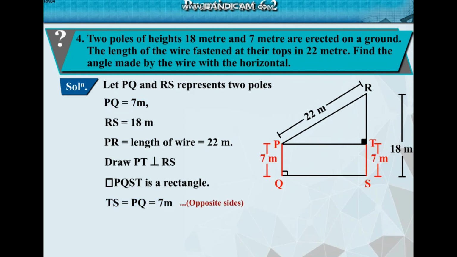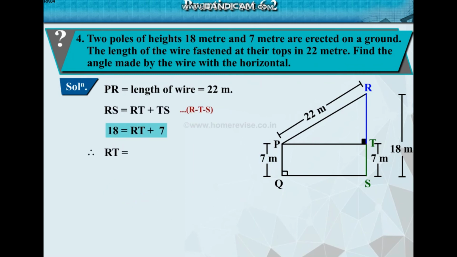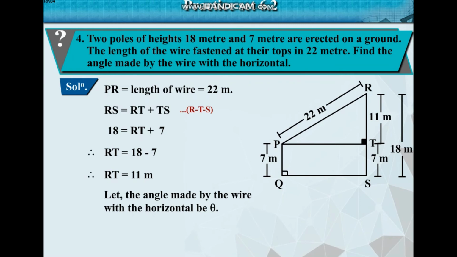Opposite sides. RS is equal to RT plus TS. R, T, S are collinear. 18 is equal to RT plus 7. Therefore, RT is equal to 18 minus 7. Therefore, RT is equal to 11 meters. Let the angle made by the wire with the horizontal be theta. Therefore, angle RPT is equal to theta.